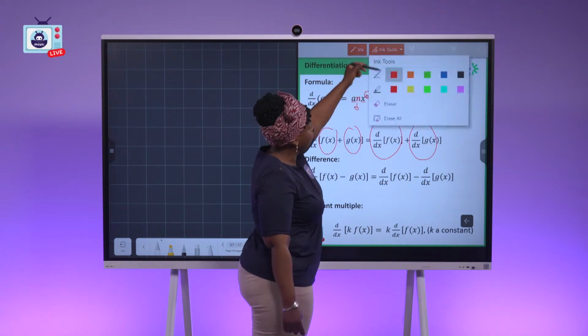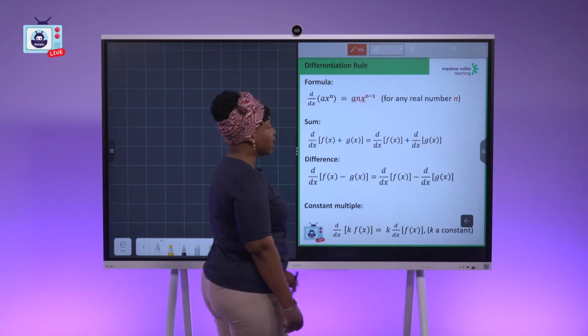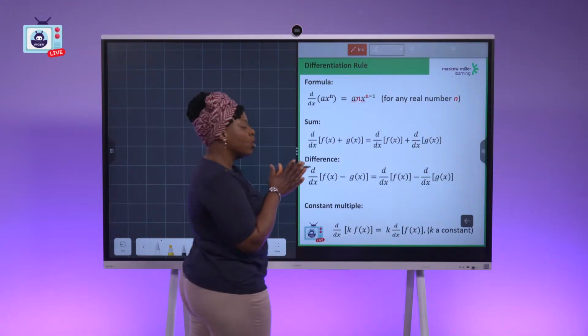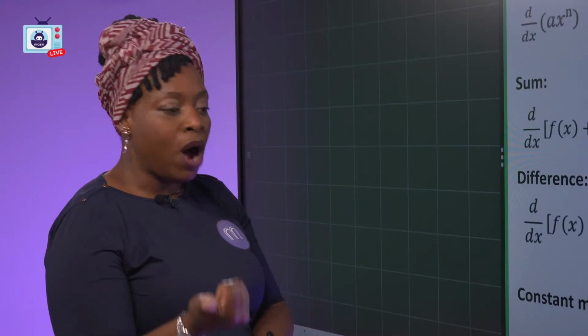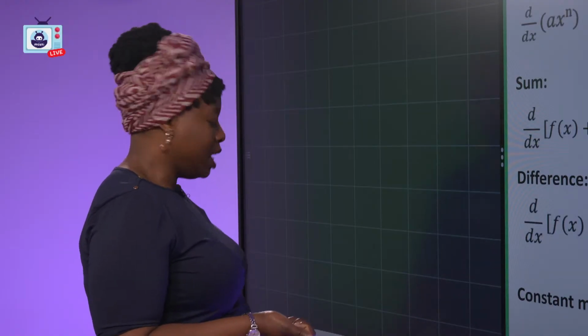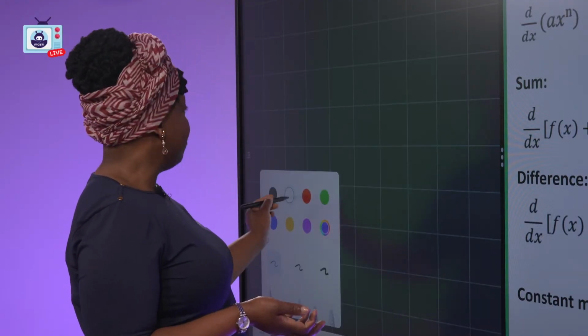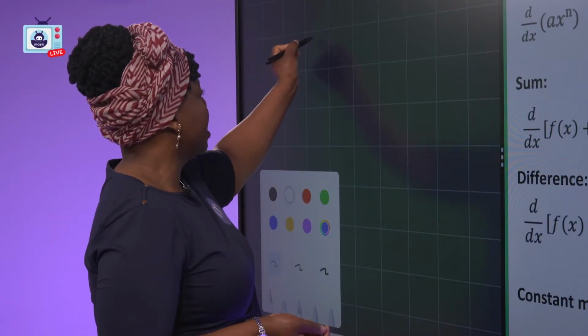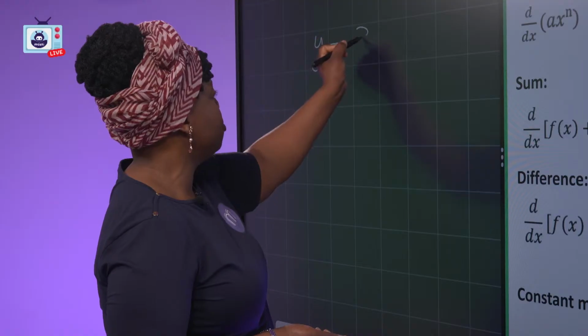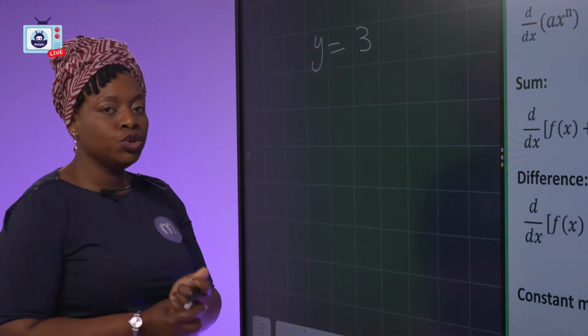So you just have to make sure that you look at what you have and treat them as equal as possible. Then we have one more that we have not done, the constant one. Whenever they give you a constant to derive, so say for example, you were given that y is equal to 3, and they want you to derive that.